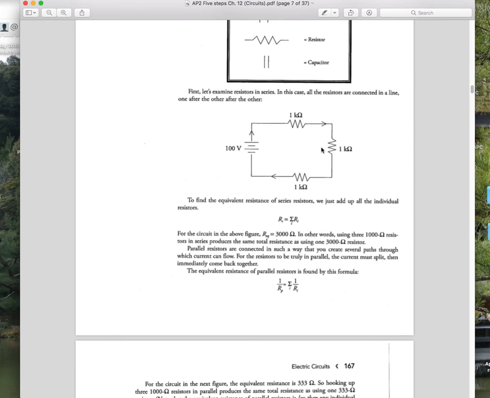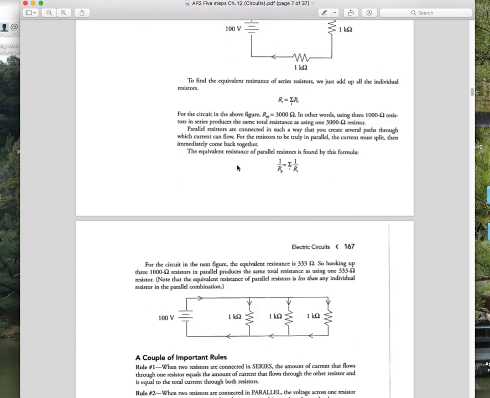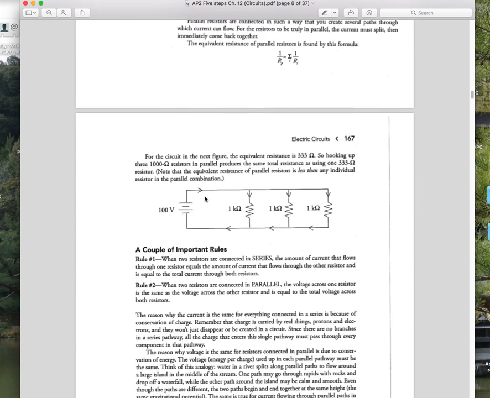The voltage across each resistor adds up to the total voltage provided in the circuit. Parallel circuits, here, the voltage across each branch is equal to the total voltage provided in the circuit, and the current through each branch, so the current through here plus the current through here plus the current through here would equal the total current leaving the power source.